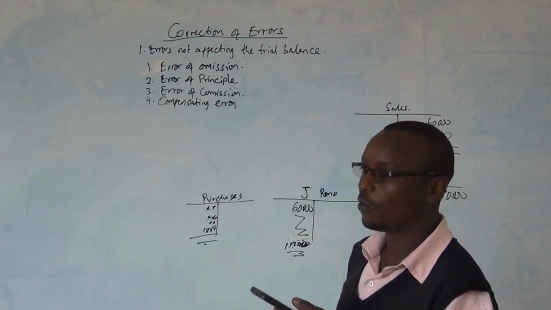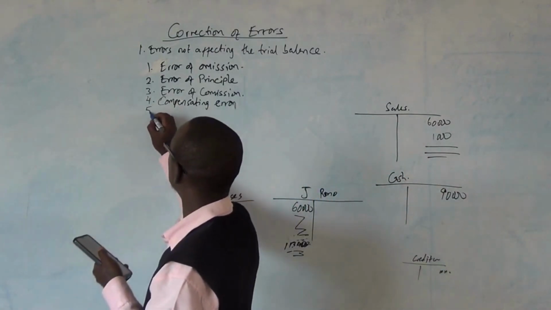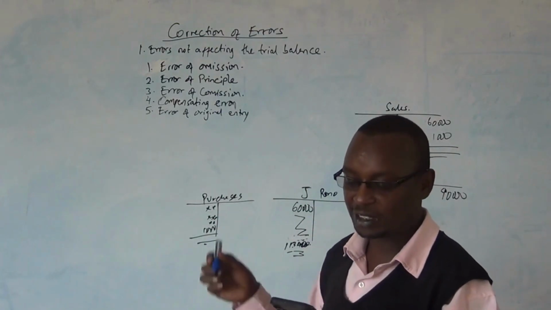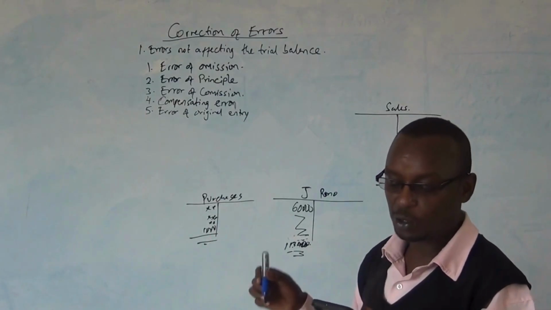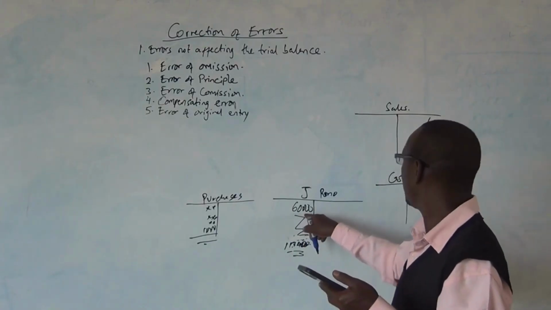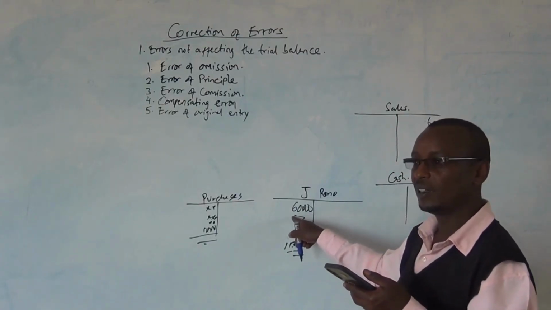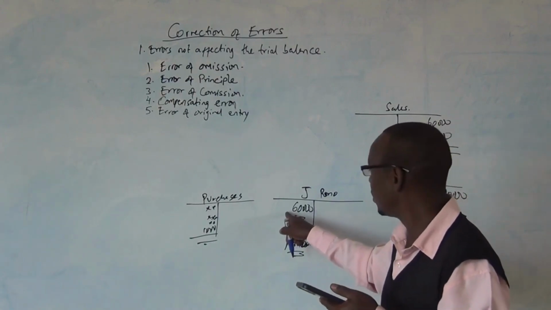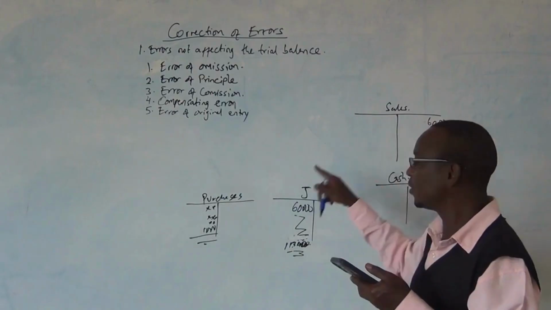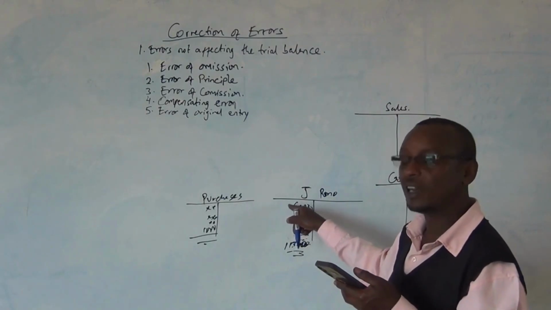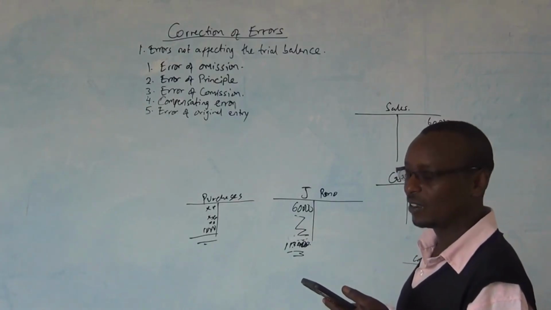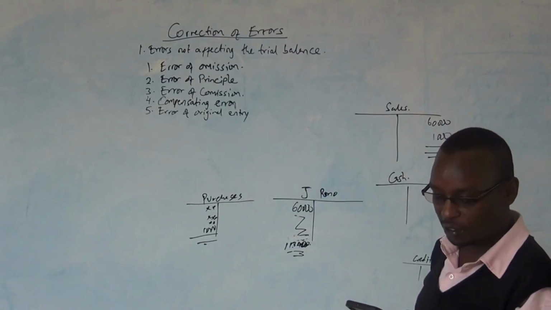Then we have the error of original entry. This one occurs when the original figure is incorrect, yet the double entry is still observed using the incorrect figure. Sasa, this figure was 50,000. Yeah? But you posted 60,000 here and also 60,000 here. That is, you put an incorrect figure and then you maintained double entry using the incorrect figure. That one will be an error of original entry.